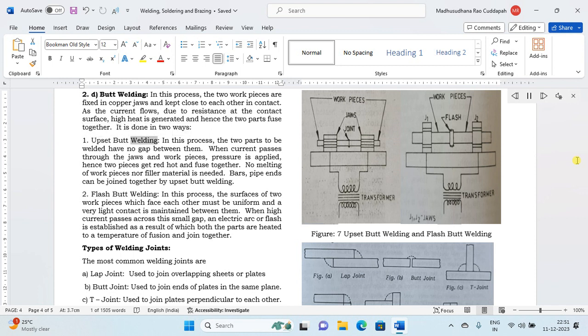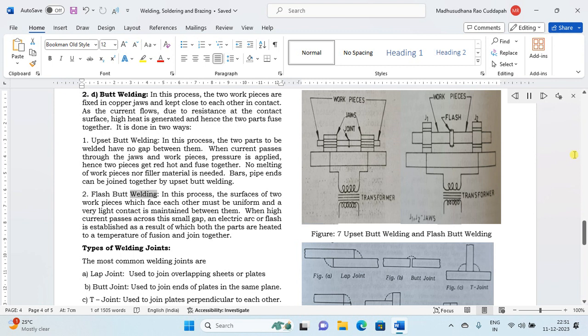1. Upset butt welding. In this process, the two parts to be welded have no gap between them. When current passes through the jaws and workpieces, pressure is applied, hence the two pieces get red hot and fuse together. No melting of workpieces nor filler material is needed. Bars and pipe ends can be joined together by upset butt welding.